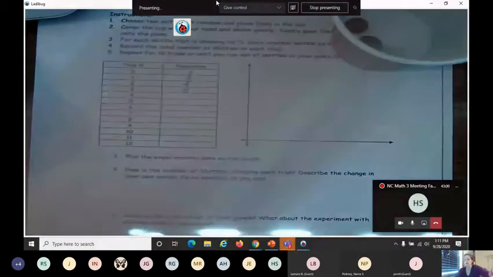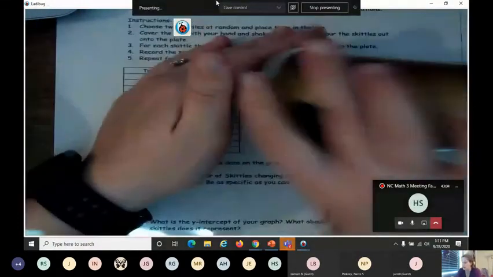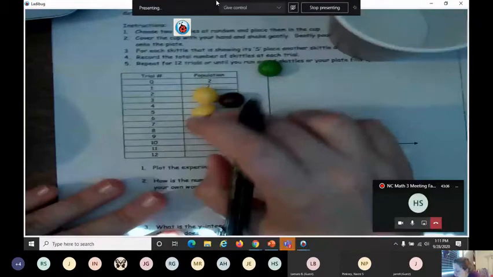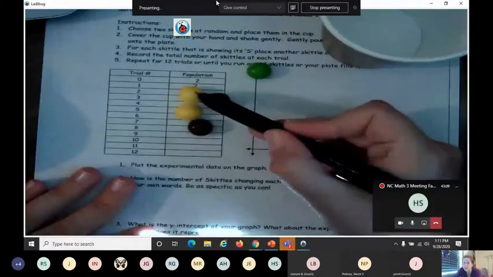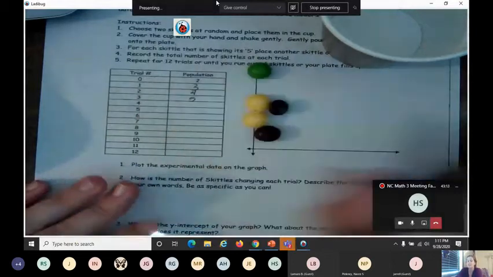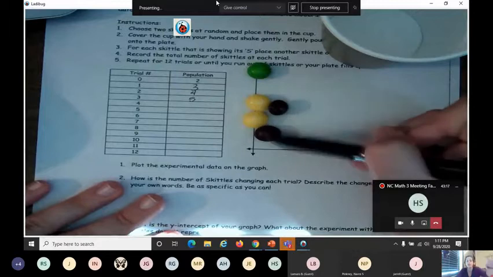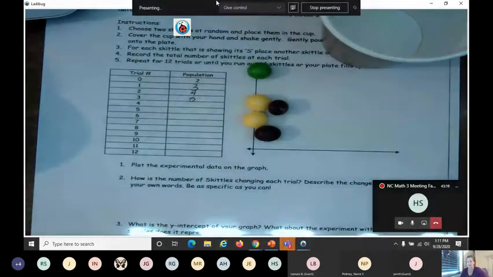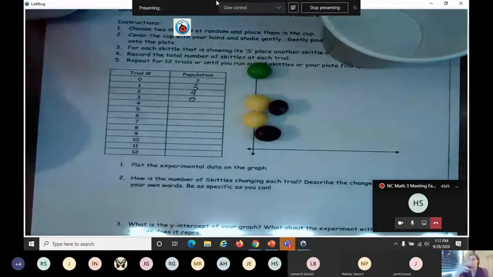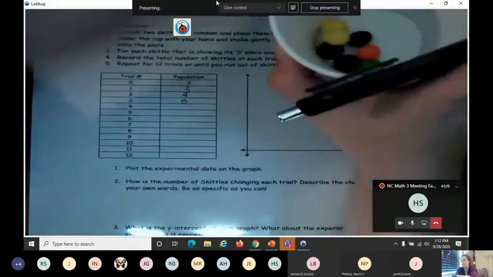All right. Pour them out. Now I have 1, 2, 3 Skittles with the S up. So I need to add 3 Skittles on my next round. So I have 1, 2, 3, 4, 5 currently. I need a total of 8. Okay, so I need to add 3 Skittles to my cup. Okay, so I have all 8 of my Skittles.